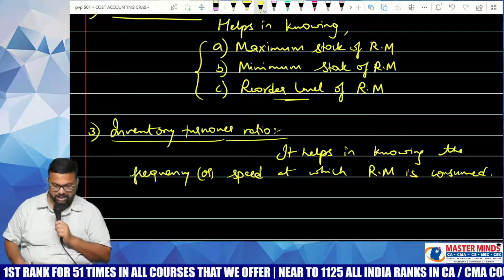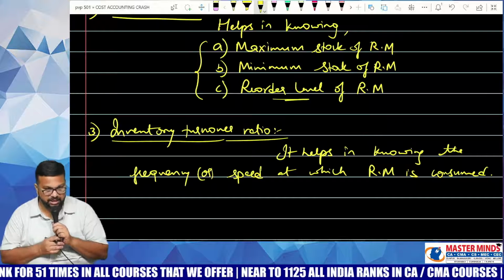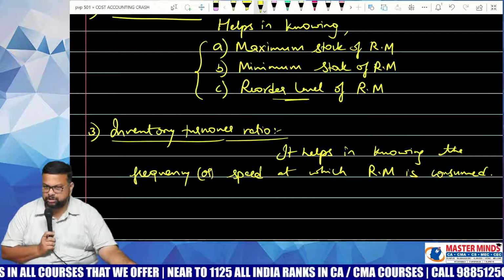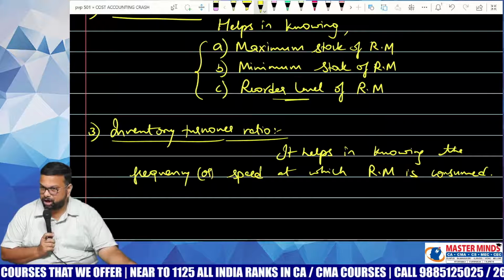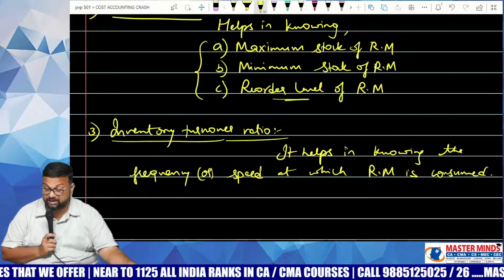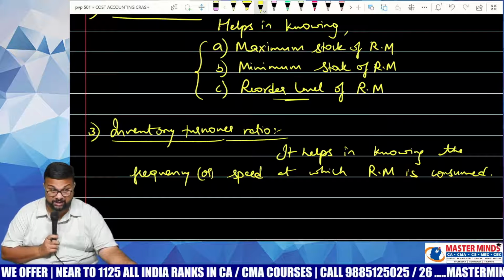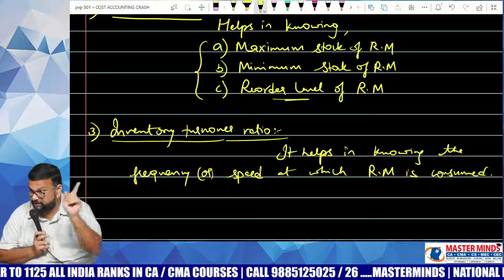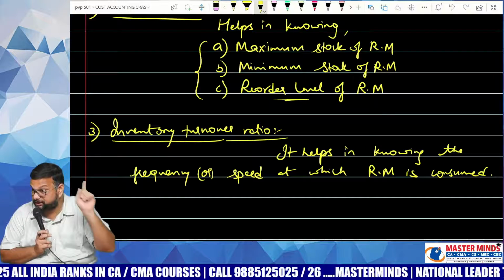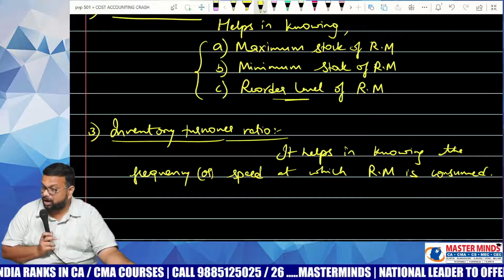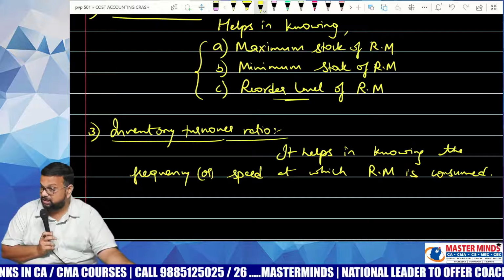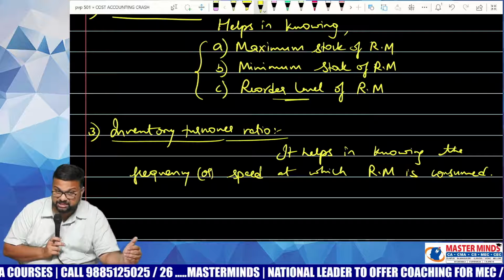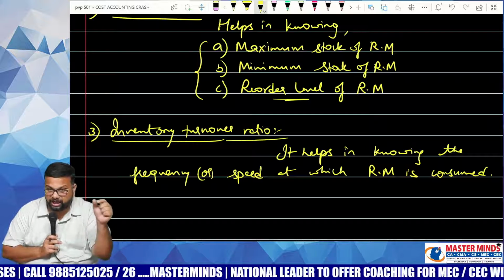For example, a company has three different types of raw materials: A, B, C. Raw material A is consumed once in 15 days. Raw material B is consumed once in 60 days. Raw material C is consumed once in 90 days. That means for every 15 days we are going to consume raw material A. Now when the company purchases raw material, it should focus more on A, B or C?